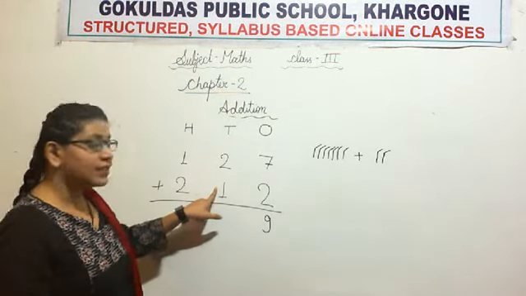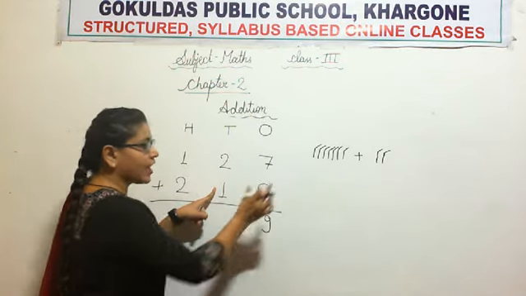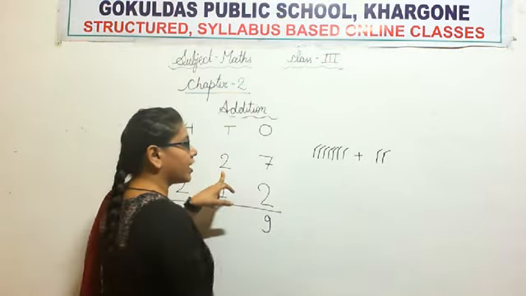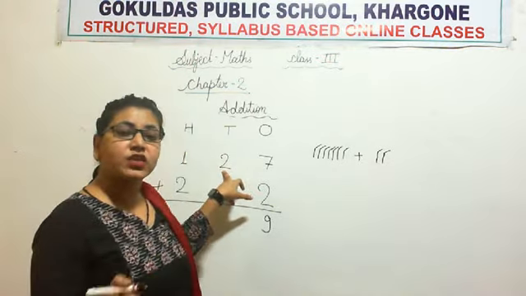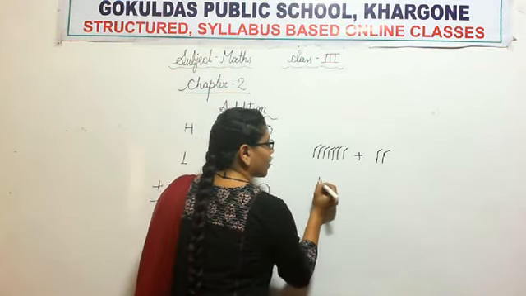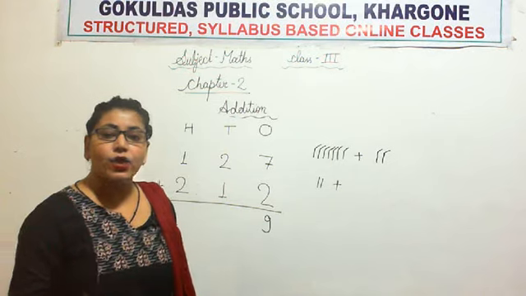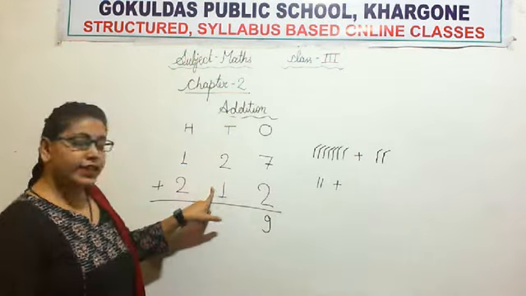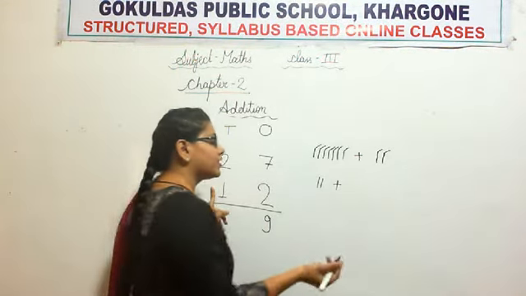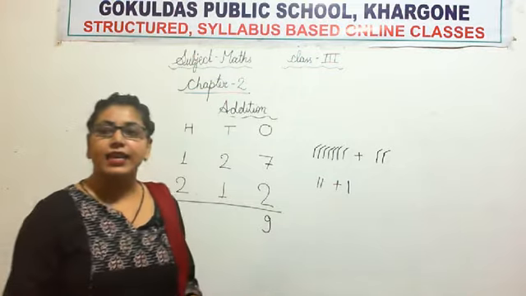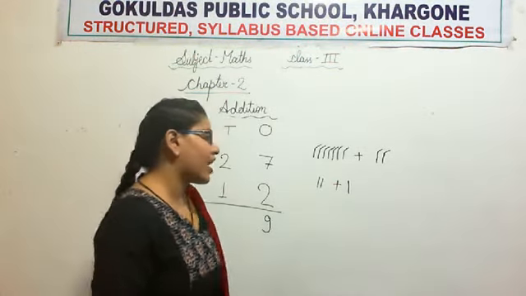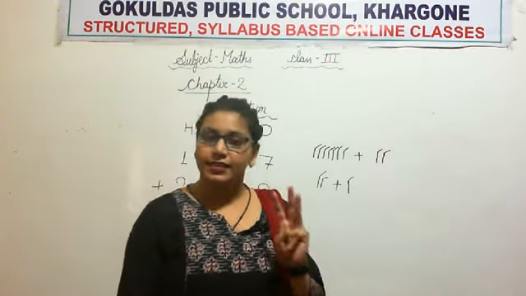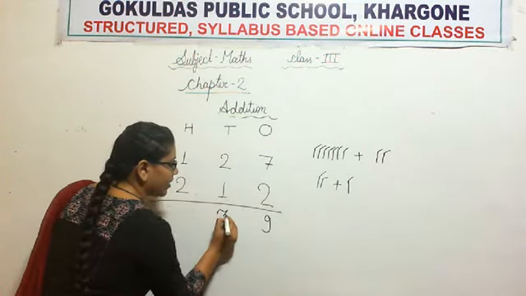Now we will add tens. The answer whatever we get, we will write below the tens position. So what is written here is 2. So we will draw 2 sticks. We are doing addition, so we will put a plus sign. Now what is written here is 1, so we will draw 1 stick. Now let's count how many sticks we have. 1, 2 and 3. So we will write number 3.